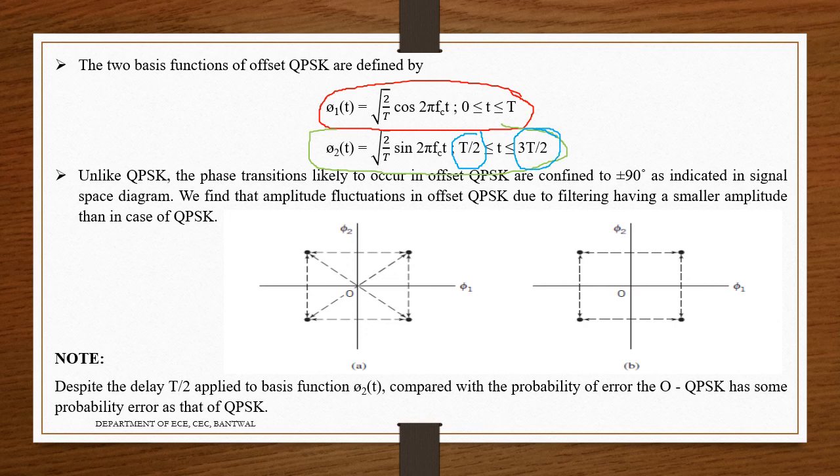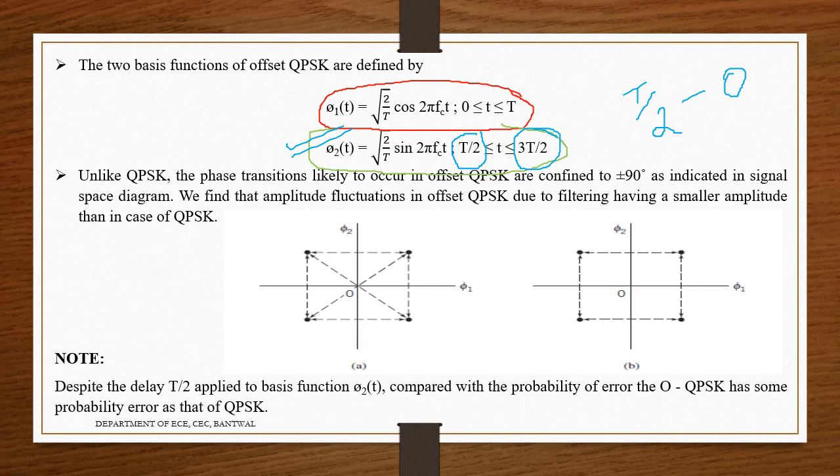Before it was 0 to T, but this is how the offset is generated. You can observe it in the quadrature phase component. It starts at 0 and it starts at T by 2. So T by 2 minus 0, that is the offset we are generating. So in the offset, the phase transitions are confined to plus or minus 90 degrees. Why?